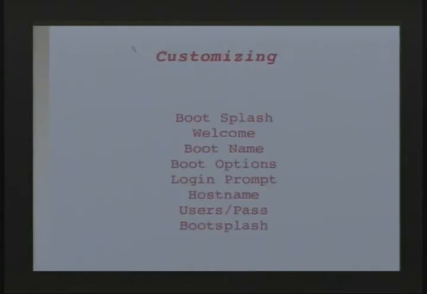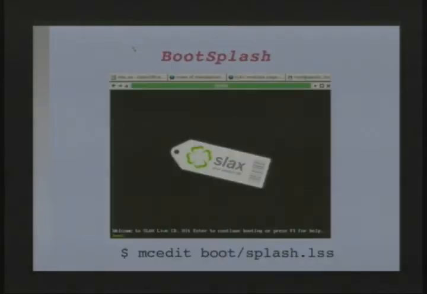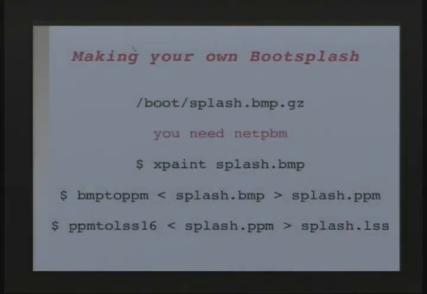Okay, this is the customizing of Slax, because now we know how to open it, look and see what it's got. Bootsplash is not very well documented how to make a .lss. It's a 16 color bitmap pretty much, and it looks like that on the default install of Slax. You can go to your boot directory in your Slax CD, and splash.bitmap.gz. You need to install this netpbm, which doesn't come with a lot of distros.